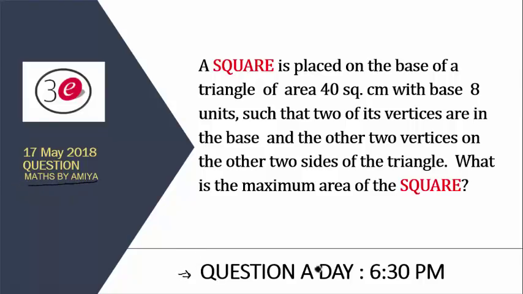Now it's again time for question a day, 6:30 p.m., 17th May. Today's question is in front of you. This is 99% the same question, but in the last question it was a rectangle, here it is a square. A square is placed on a base of area 40 square centimeter with base 8 units such that two of its vertices are on the base and the other two vertices on the other two sides of the triangle. What is the maximum area of the square? So same question, there it was a rectangle, here it is a square. Now you have 24 hours time, solve this question.